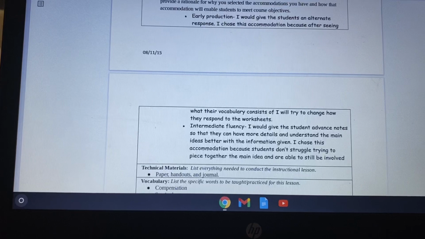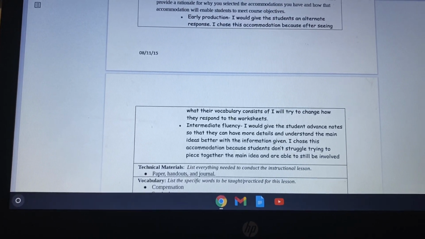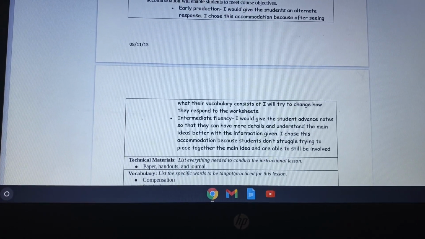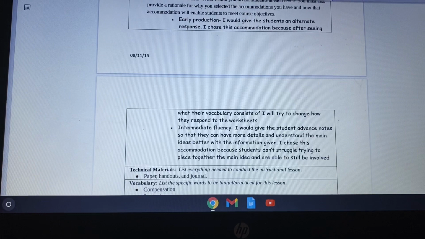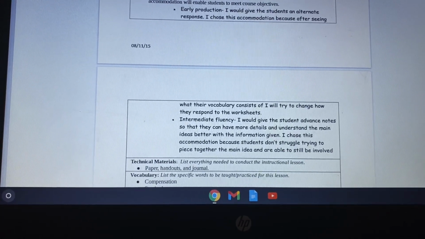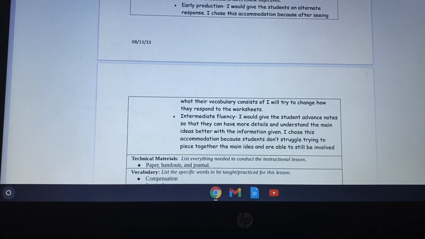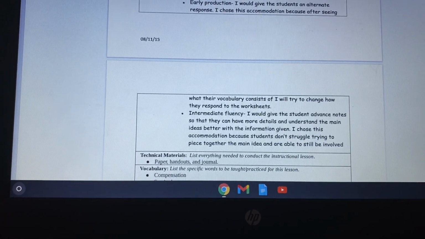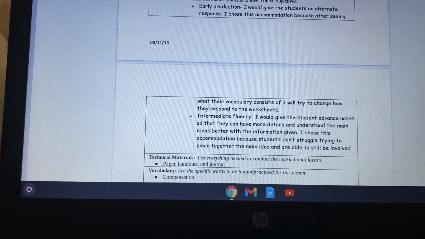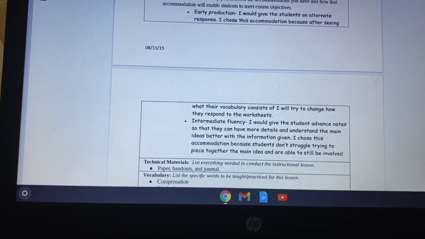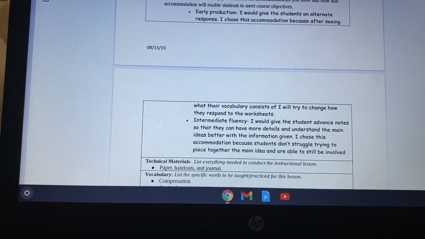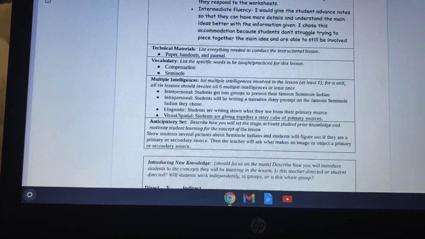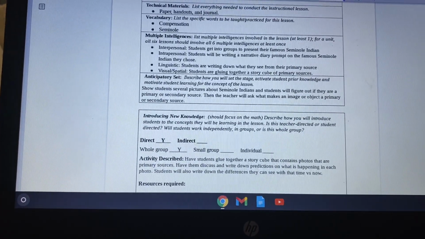And then I chose early production and intermediate fluency for ESOL, and I said I would give the students an alternate response. I chose this accommodation because after seeing what their vocabulary consists of, I would try to change how they respond to worksheets. And I said for intermediate fluency, I would give the student advanced notes so that they can have more details and understand the main ideas better with the information given. I chose this accommodation because students don't struggle trying to piece together the main idea and are able to still be involved.